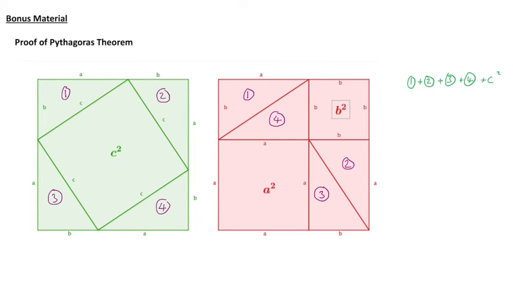So what we have is that for the green square we've got triangle 1 plus 2 plus 3 plus 4 plus C squared, and for the red one we have 1 plus 2 plus 3 plus 4 plus A squared plus B squared, and we can subtract all those little triangles, leaving us with C squared equals A squared plus B squared. So that's quite lovely.